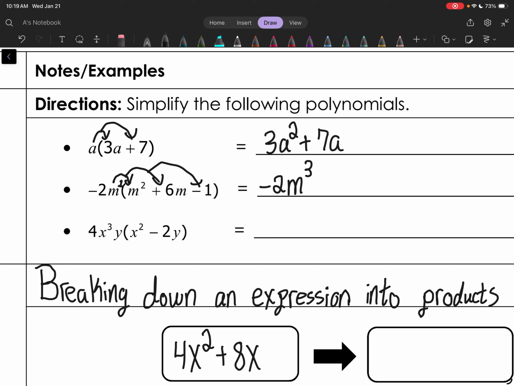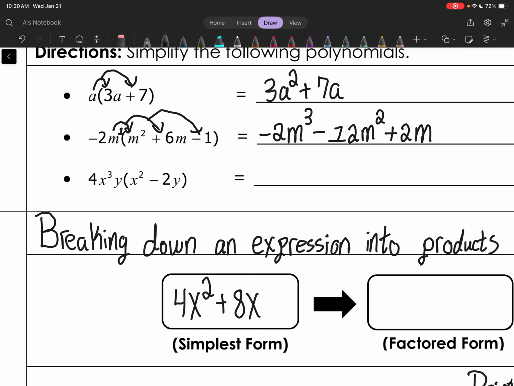All right, negative 2 times positive 6 is negative 12. M times m is m squared. Negative 2 times negative 1 is positive 2. M times no m's is just going to be 1m, and I'm finished. The last one, 4x cubed plus times y, times x squared minus 2y.